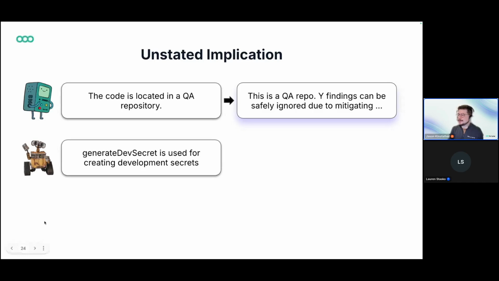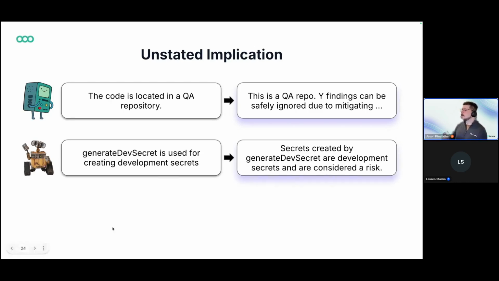There's another one where we identified a secret and the customer said, hey, we're using this function generate dev secret to create that secret, and that's used for creating development secrets. Great, factually true. However, what are the implications? I have worked with orgs where development secrets can be just as powerful and damaging as production secrets, and they consider them just as dangerous. And I work with other orgs where development secrets are ephemeral and they don't care if one is exposed or anything like that, and they downgrade those as false positives. So you really need to be clear, what are those implications?